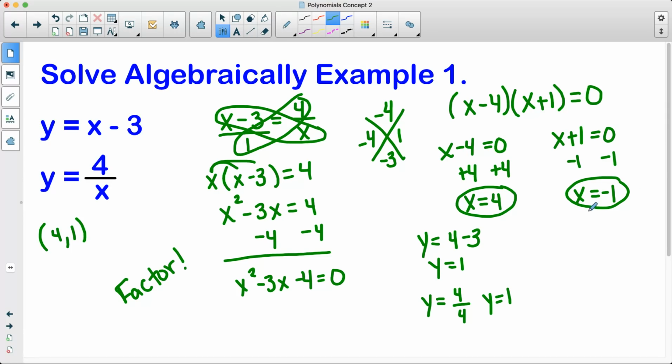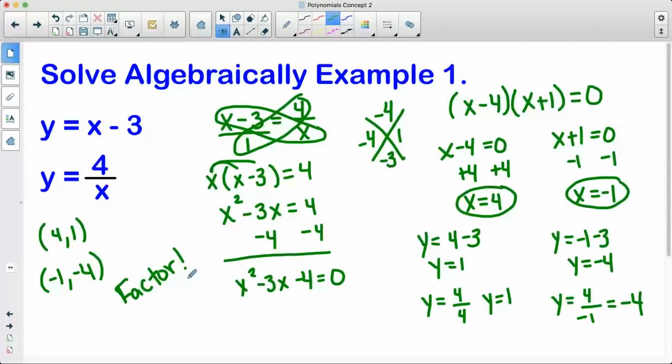So now I need to go over to the x equals negative 1 and do the same thing with those two equations. So y equals negative 1 minus 3, which is equal to negative 4. And let's try the other equation. Y equals 4 divided by negative 1, which is also equal to negative 4. So the other solution is negative 1, negative 4. And now we've just solved this system algebraically.